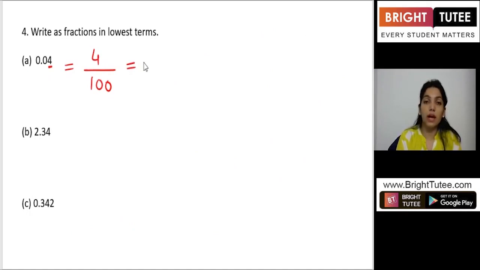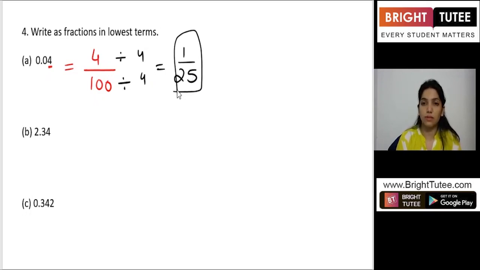So 4 and 100, they both are divisible by 4. So let us divide them both by 4. So dividing the numerator and the denominator by 4, we get 1 over 25. Clear? This is the simplest form. So this is the answer.